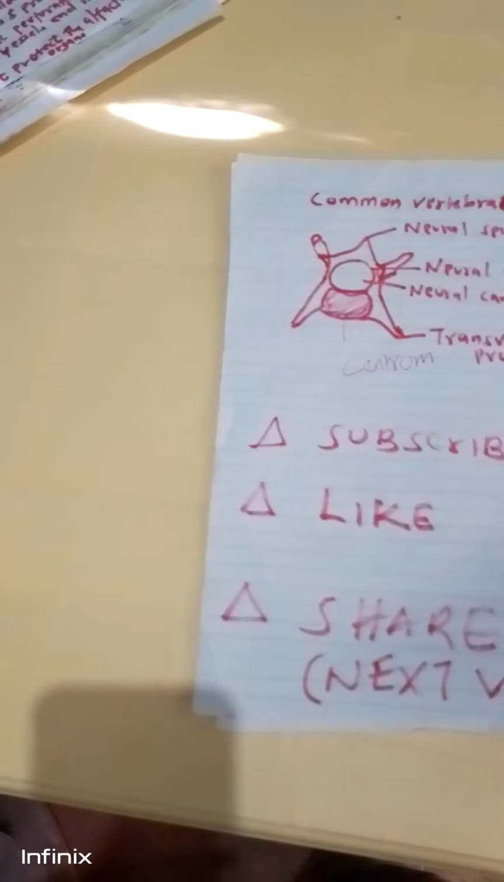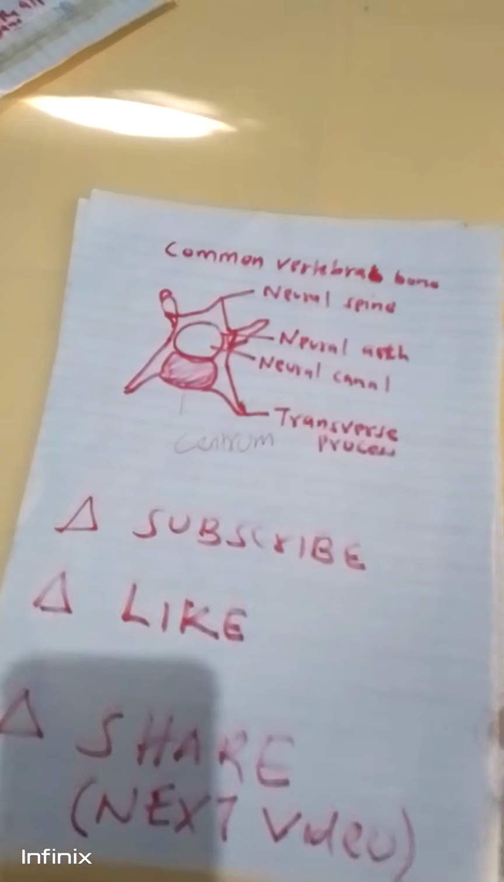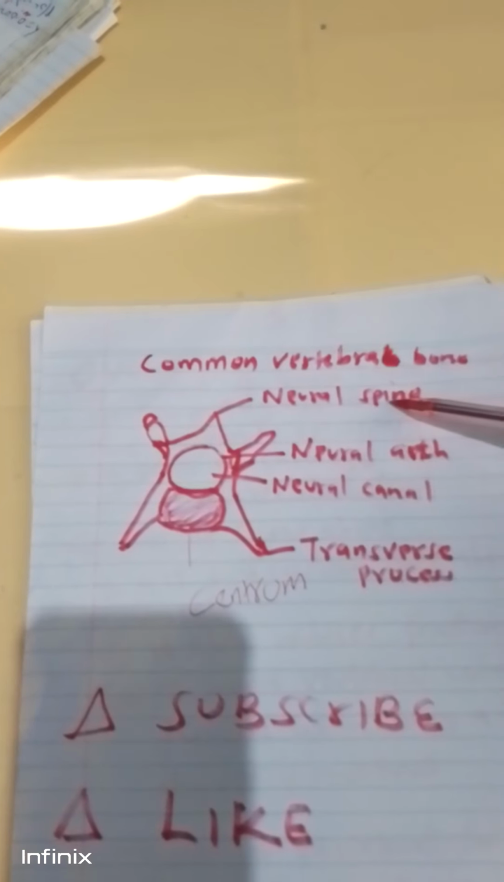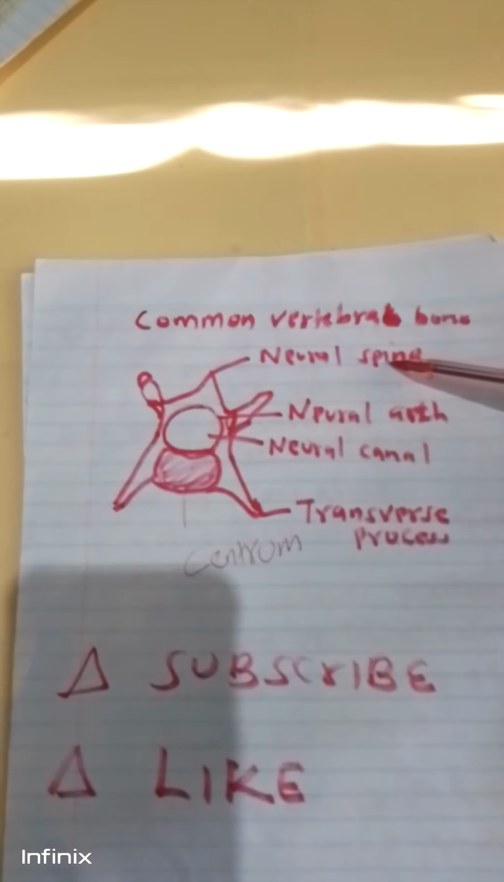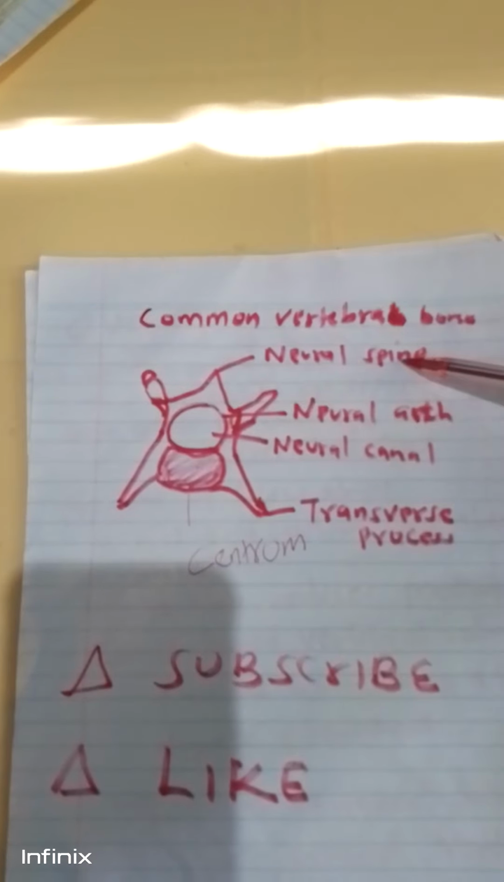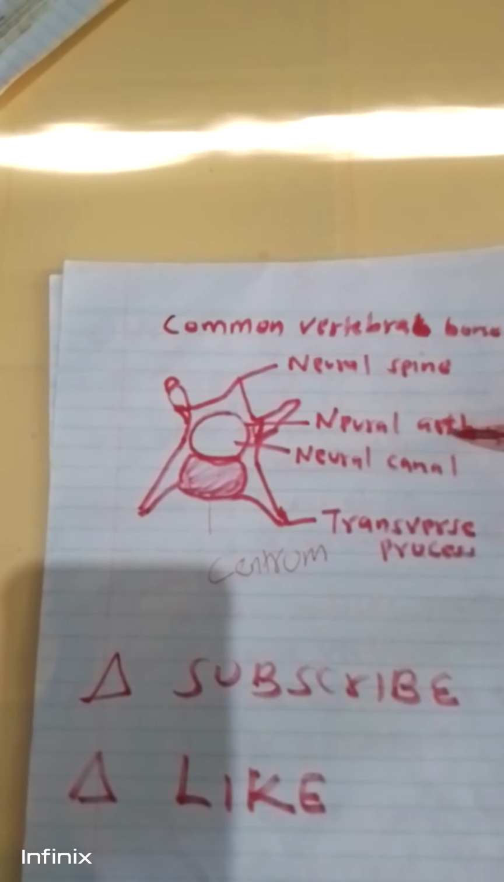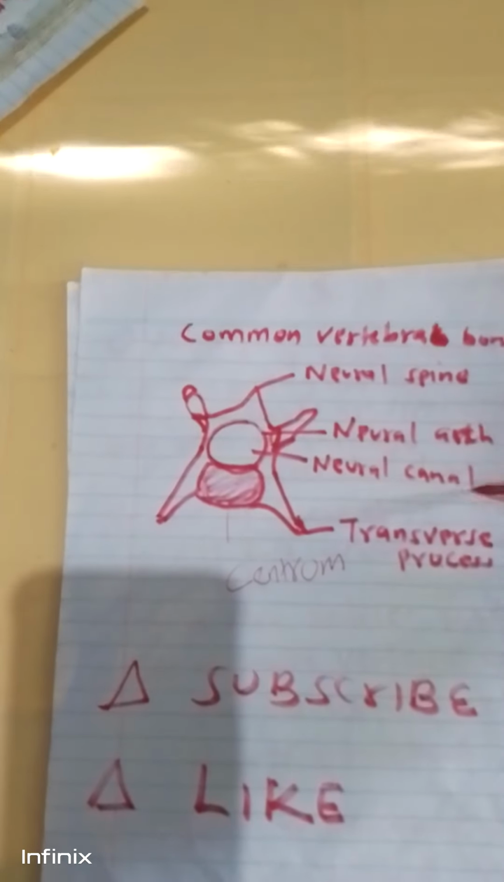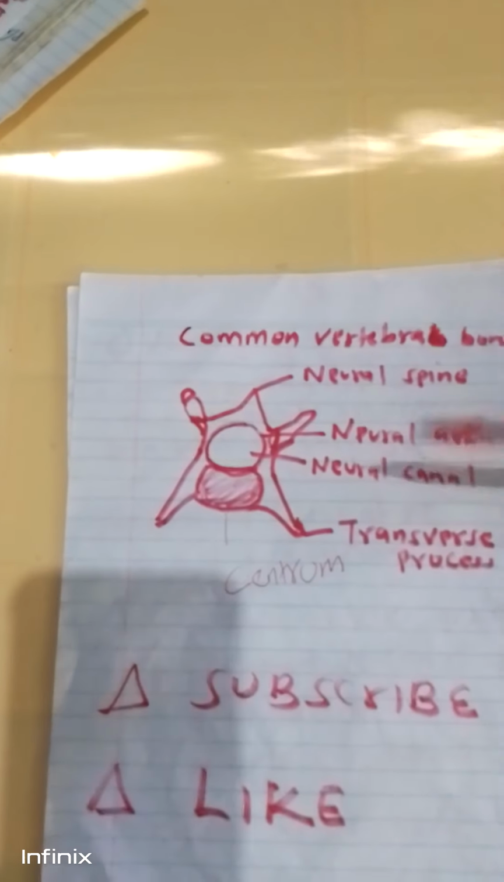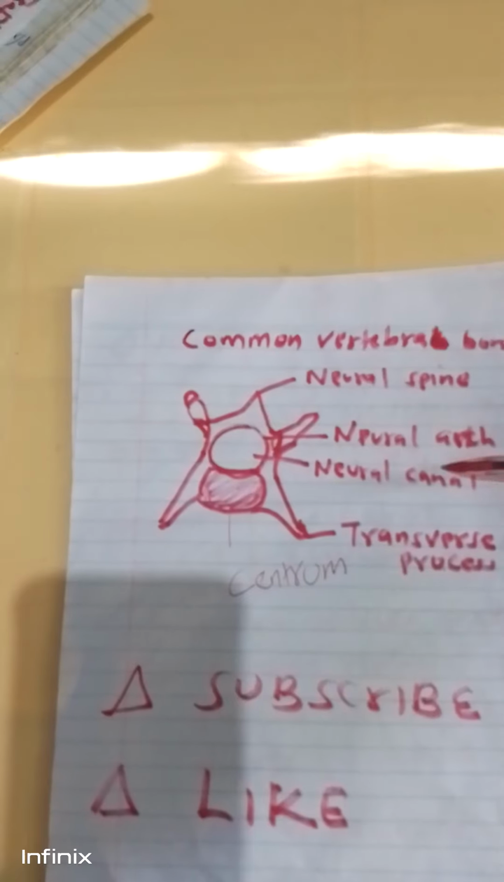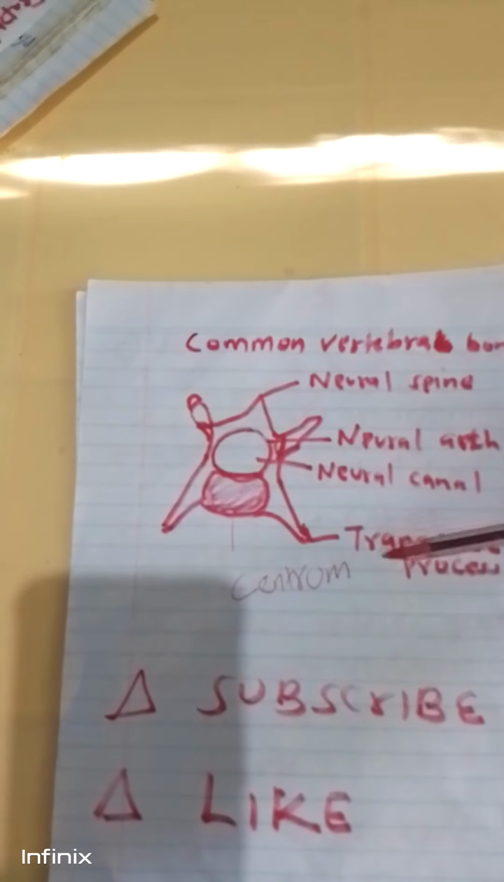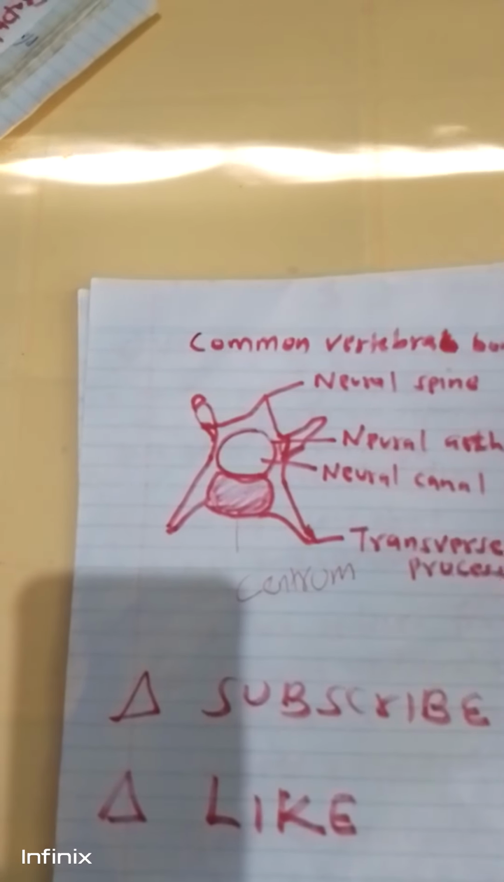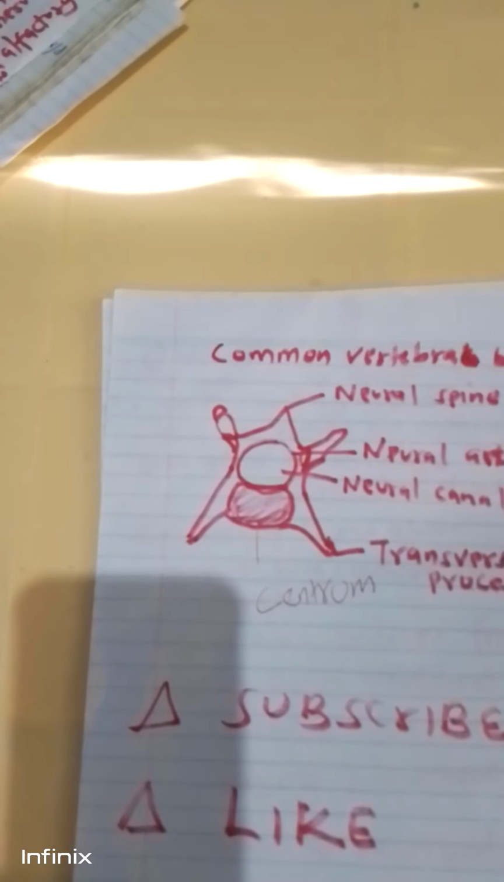Now, when you check the common vertebrae, we want to see the parts. You have the neural spine. The function of the neural spine is to increase surface area for attachment of muscles. We have the neural arch, which gives the shape of the neural canal, and they have the neural canal, which allows the passage of blood vessels and nerves. Then we have the transverse process, which also increases surface area for attachment of the muscles.